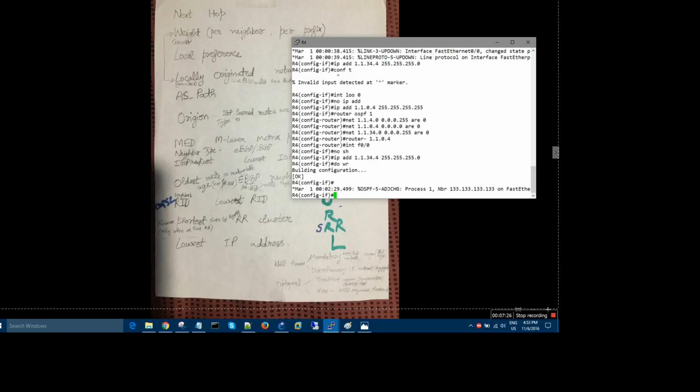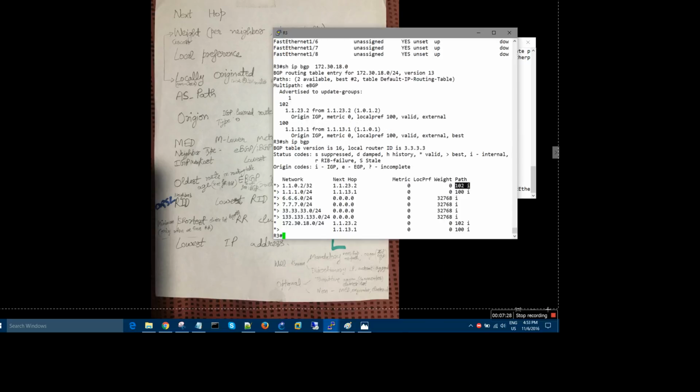Origin is IGP, EGP, which is not in use, it's gone, and incomplete when we redistribute static, connected, whatever. So these are type 0, 1 and 2. 1 we are not going to find anywhere. Origin can be seen at the end, and it shows here. It says origin in the BGP attributes.